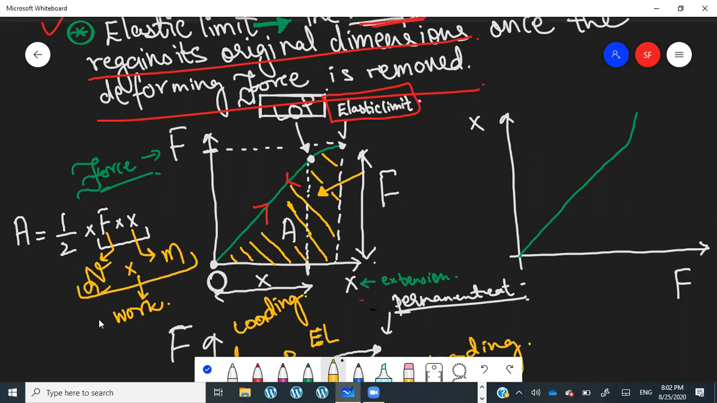Do you remember the formula for work? What is work? Is it a form of energy or force? Force. It is energy.